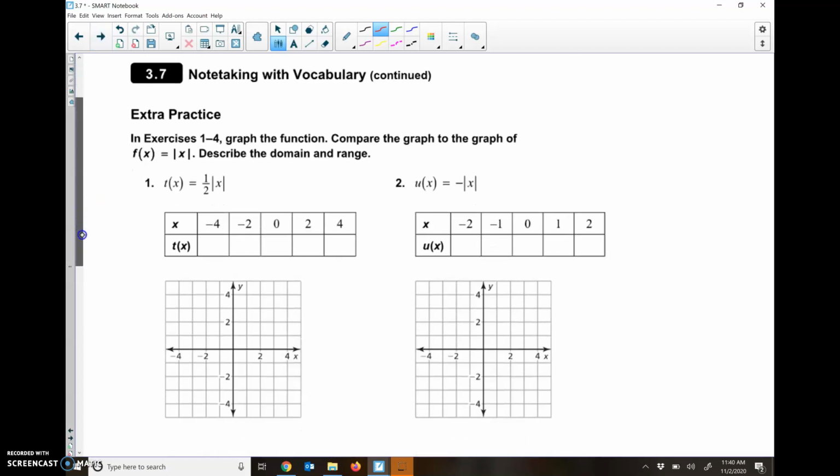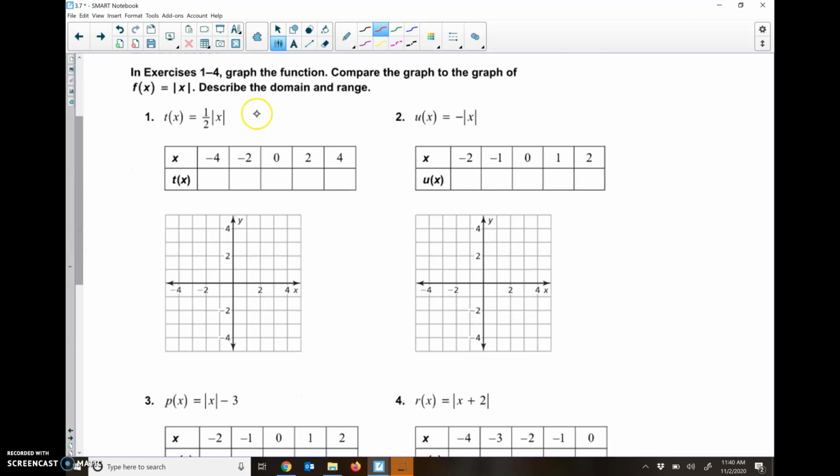So again, there's kind of a slow way to do this and a fast way to do this. We could plug in all these numbers here and make our graph. So absolute value of -4 is 4, half of 4 is 2, absolute value of -2 is 2, half of 2 is 1, half of 0 is 0, half of 2 is 1, and then half of 4 is 2. So I could graph all these. So -4, 2, -2, 1, 0, 0, 1, 2, and 4, 2, okay?